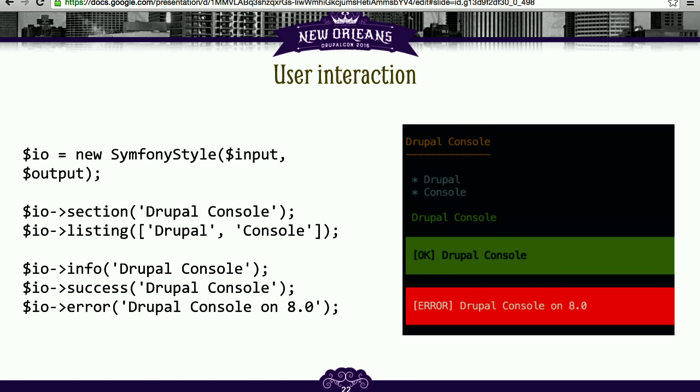You can also take advantage of this Symfony style by outputting a verbose way to display messages. You can display warning messages, success messages, listings, and errors, with different colors.